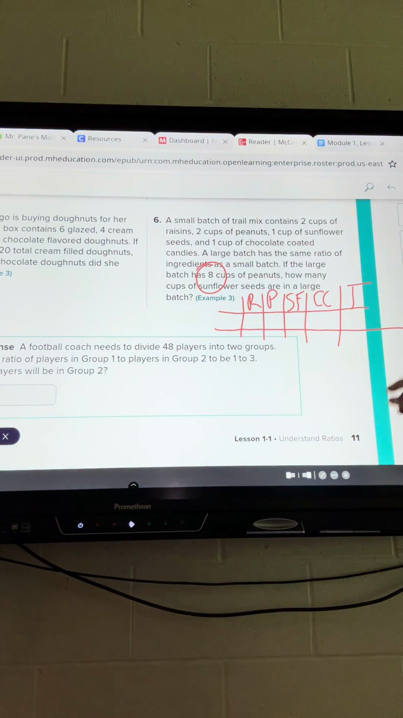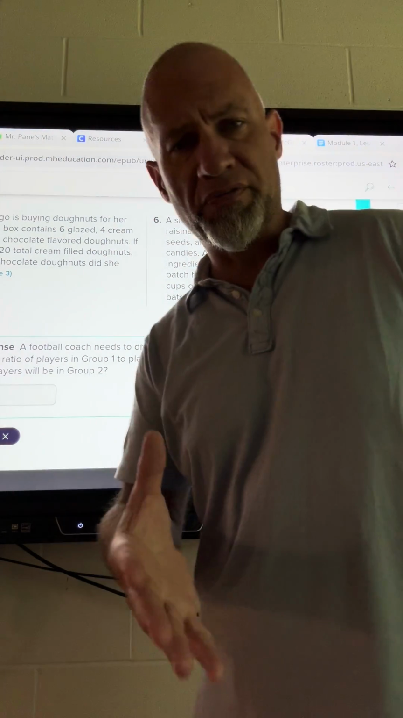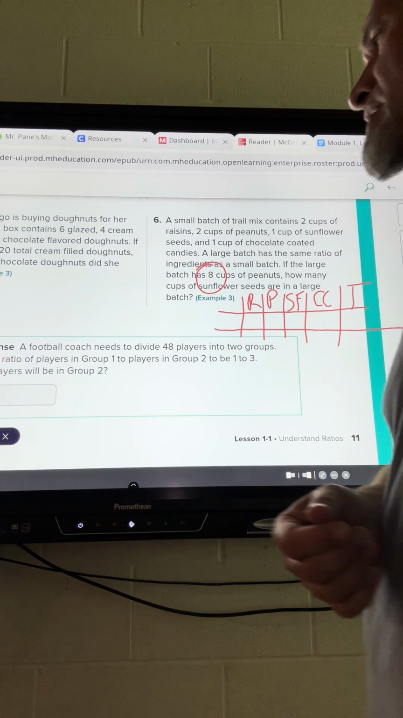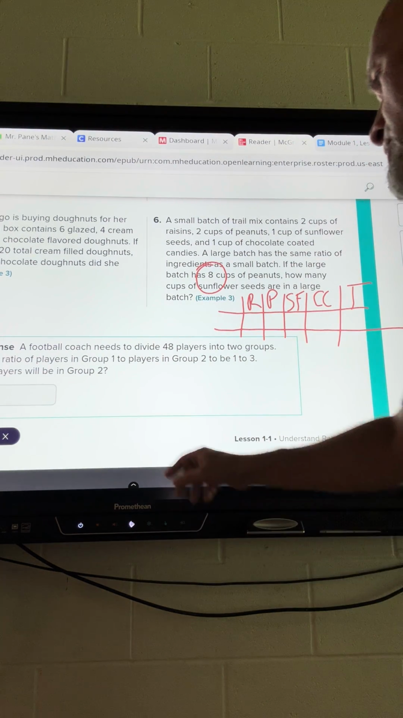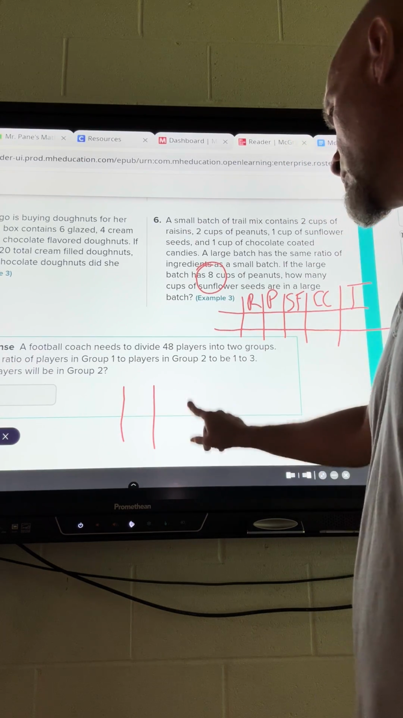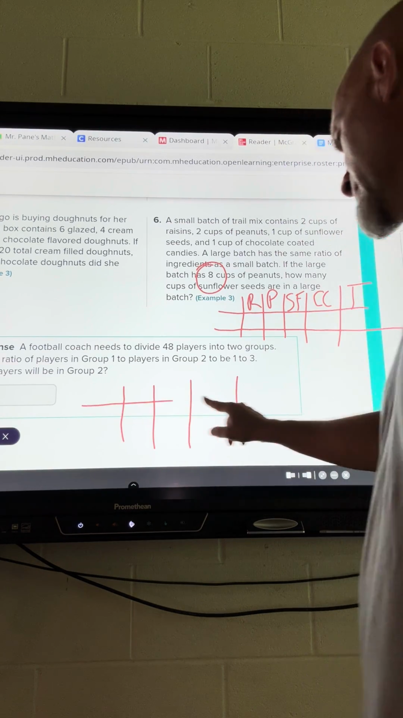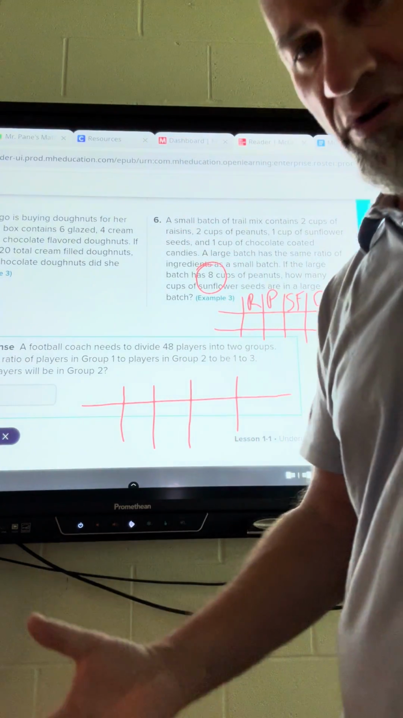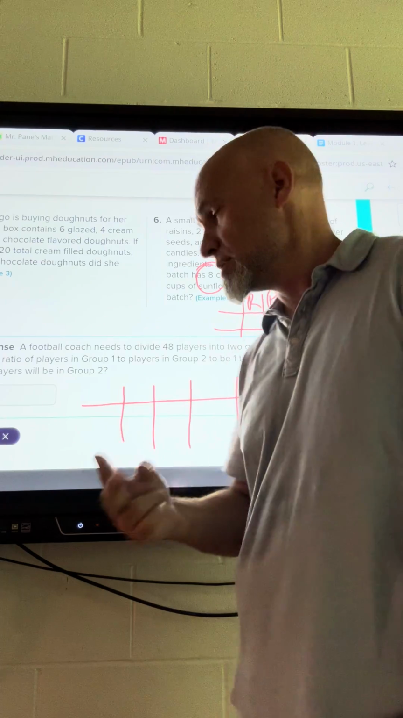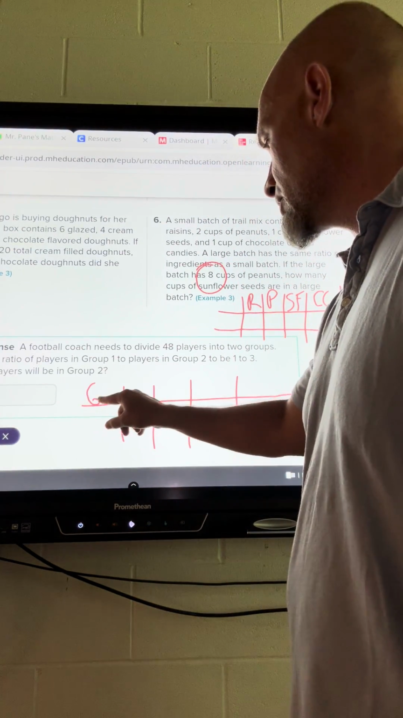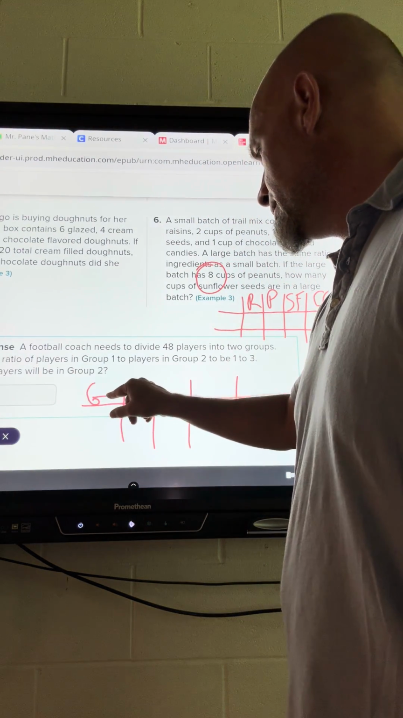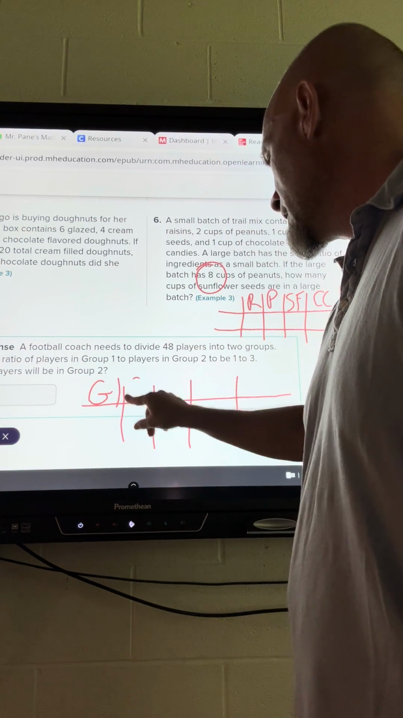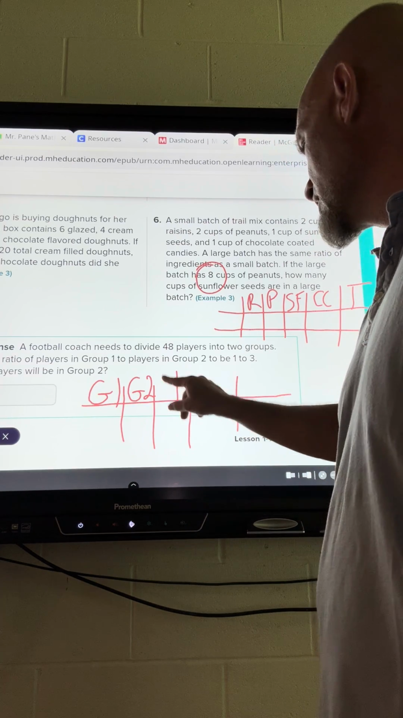All right, so now number 7. This one's a little bit more difficult. A football coach needs to divide 48 players into 2 groups. He wants the ratio of players in group 1 to the ratio of players in group 2 to be 1 to 3, and then how many players will be in group 2. So on this one, we don't have ingredients, we don't have food, we have football players. There are 2 groups. So to label our table, we'll have group 1, we'll have group 2, and then we'll have our total.